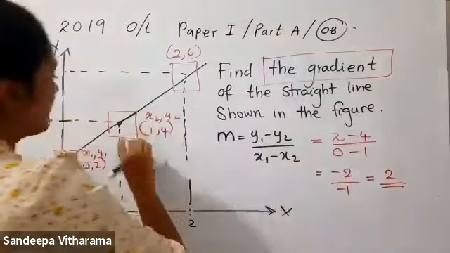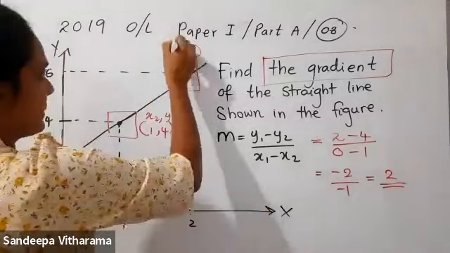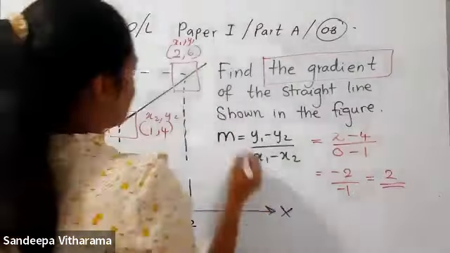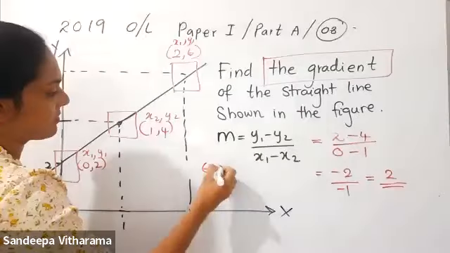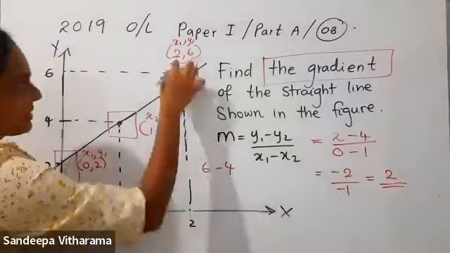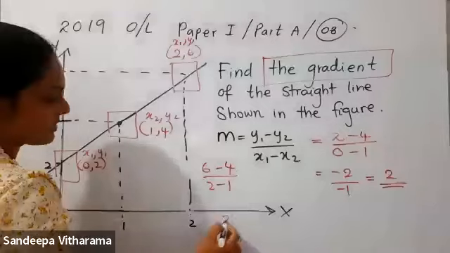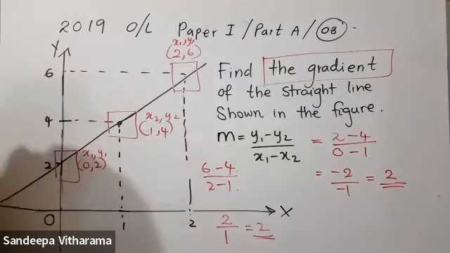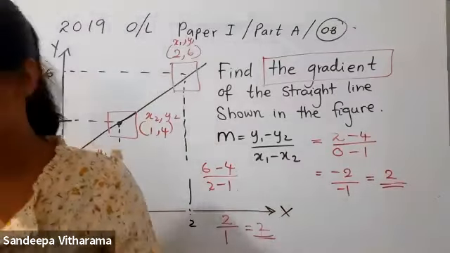Maybe you have done a problem like this. The values are y1, y2, x1, x2: 6 subtract 4 is 2, 2 subtract 1 is 1. The answer is 2. Okay? This is what you have to find. Have you got this answer?